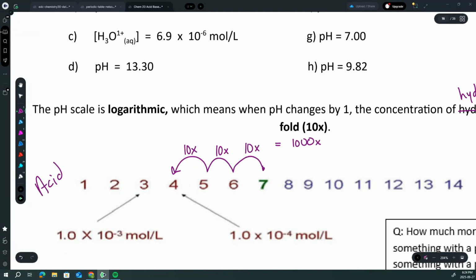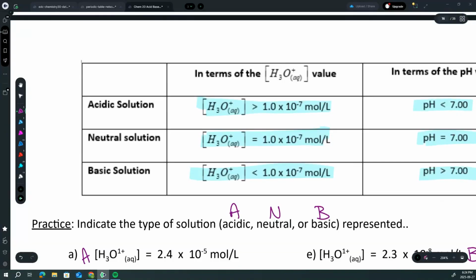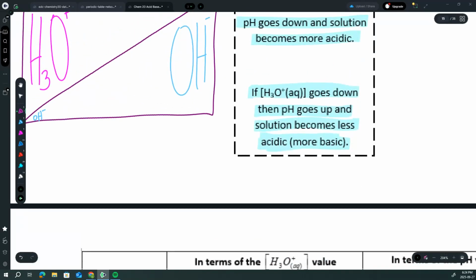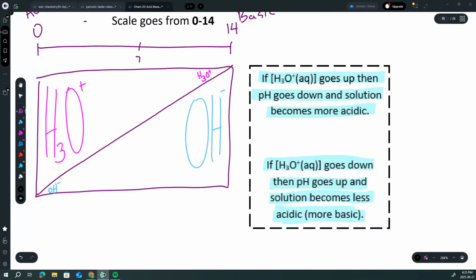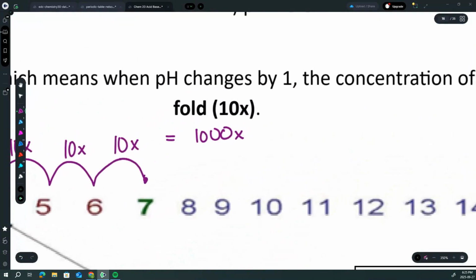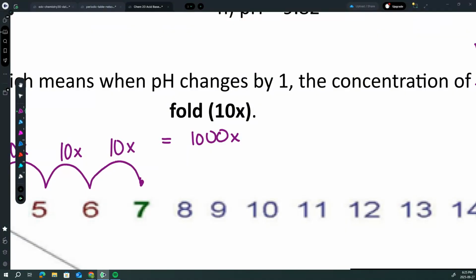Now we have to decide if our hydronium concentration is increasing or decreasing. Remember that when our solutions become more acidic, our hydronium ion concentration is going to be increasing. This diagram is actually better: the further to the acidic side we go, the greater the hydronium ion concentration. So that means it's going to be a 1,000 times increase in the concentration of hydronium.